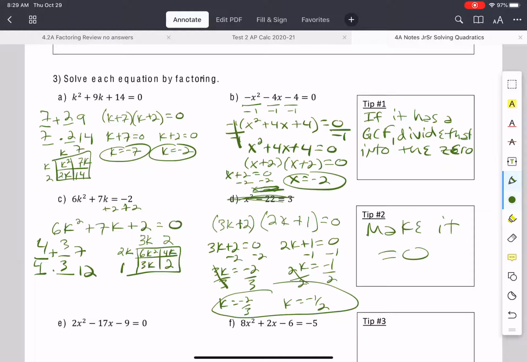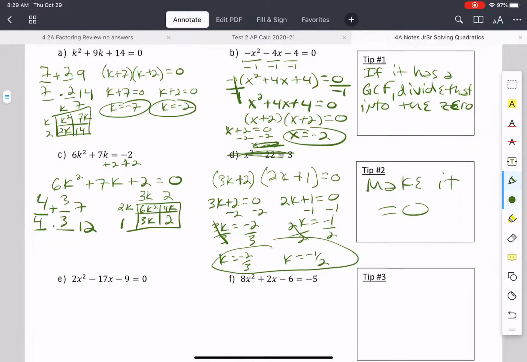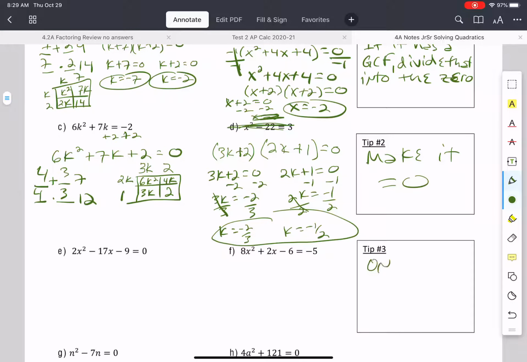Okay, last kind of helpful tip. Once it's factored, set each factor to 0.